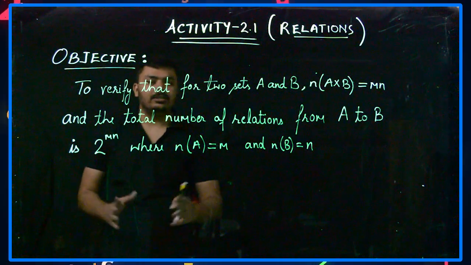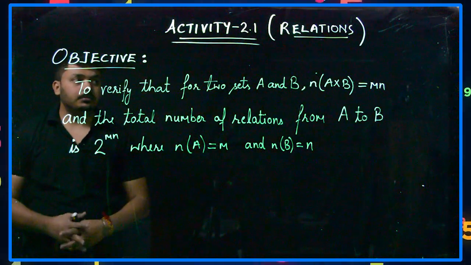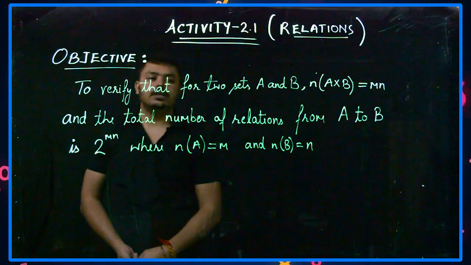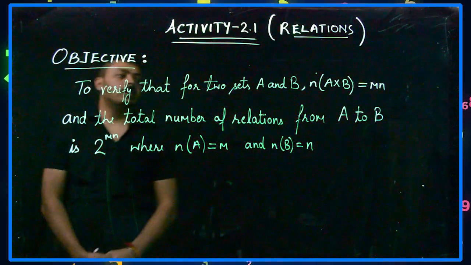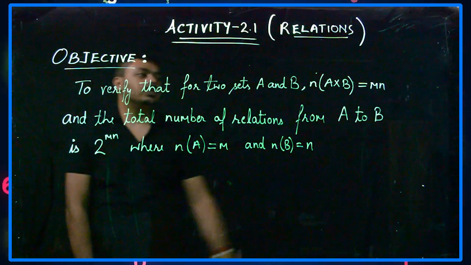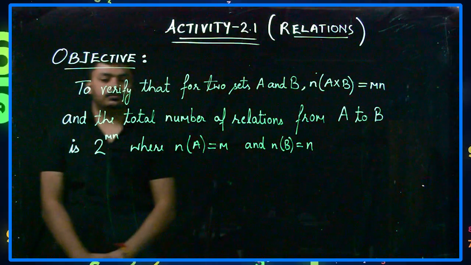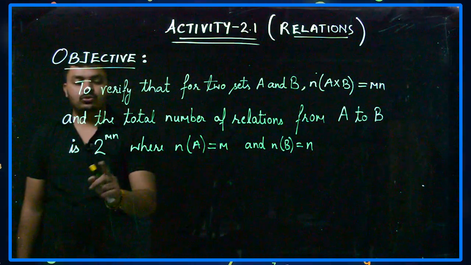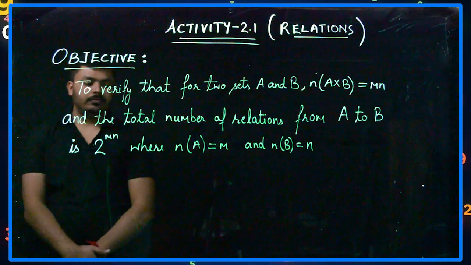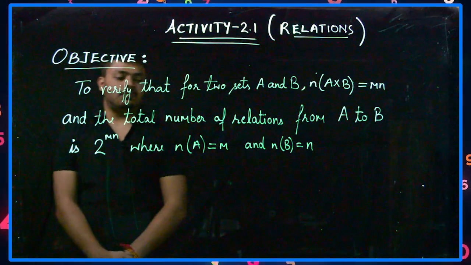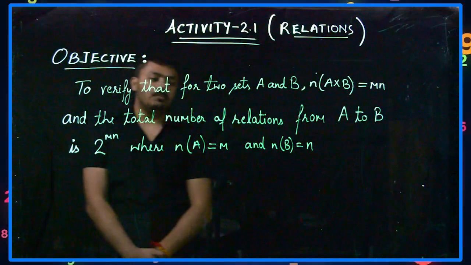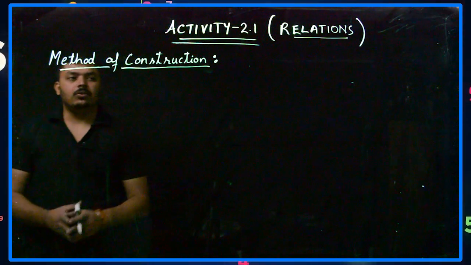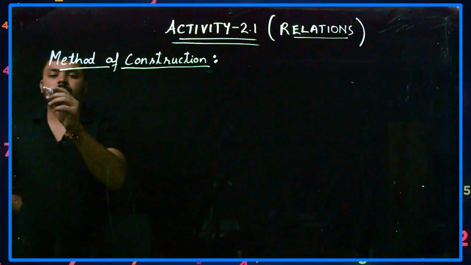So students, now let's start activity 2.1 relations. Objective for this activity is to verify that for two sets A and B, A cross B is equal to M into N, and the total number of relations from A to B is 2 to the power M into N, where number of elements of A is equal to M and number of elements of B is equal to N. So students, now let's see the method of construction for the given activity.